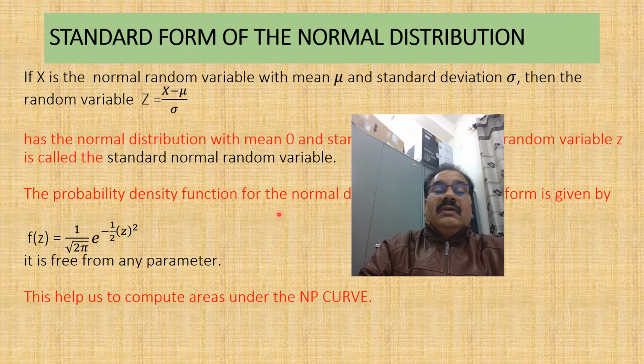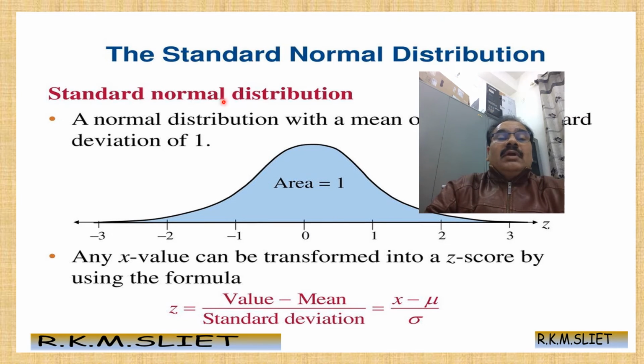The probability density function for the normal distribution in standard form is given by f(z) is equal to 1 over under root 2 pi, e power minus z square by 2. It is free from any parameter. This helps us to compute area under the normal curve. Now, if you look at this standard normal distribution, then it is very easy here from the same.